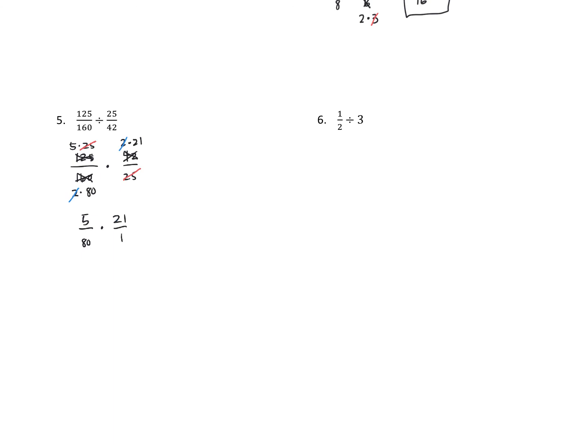5 and 80 can also reduce. 80 is divisible by 5. So 80 is 5 times 16. So the 5's will cancel. And now I have 21 over 16. 21 is 3 times 7. And 16 is just going to be 2 times 2 times 2 times 2. They don't have any common factors, so this is it.